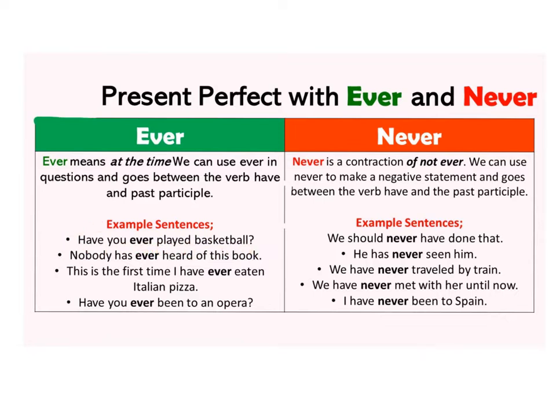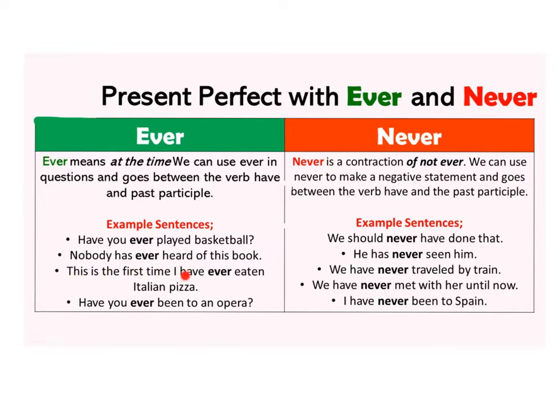That means, have you done that in all your life? Have you ever played basketball? Nobody has ever heard of this book. This is the first time I have ever eaten Italian pizza. Have you ever been to an opera? Here we can see how to write ever in affirmative sentences, or maybe here we have something like a negation because we have nobody. So pay attention. Ever goes before the verb. Nobody has ever. Ever means even once.